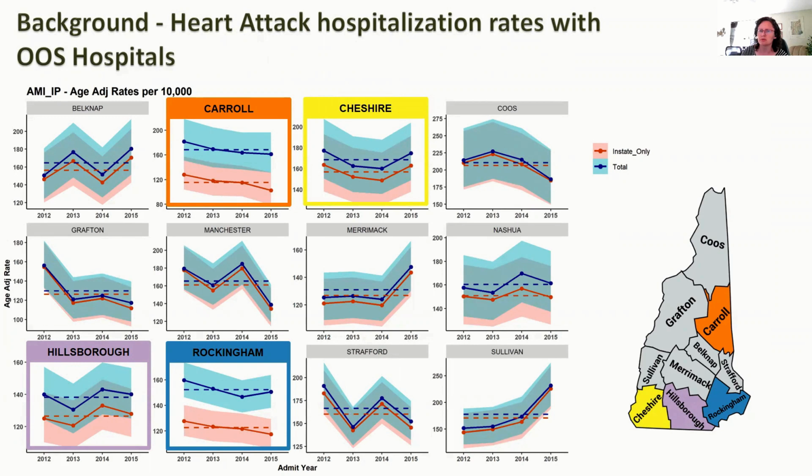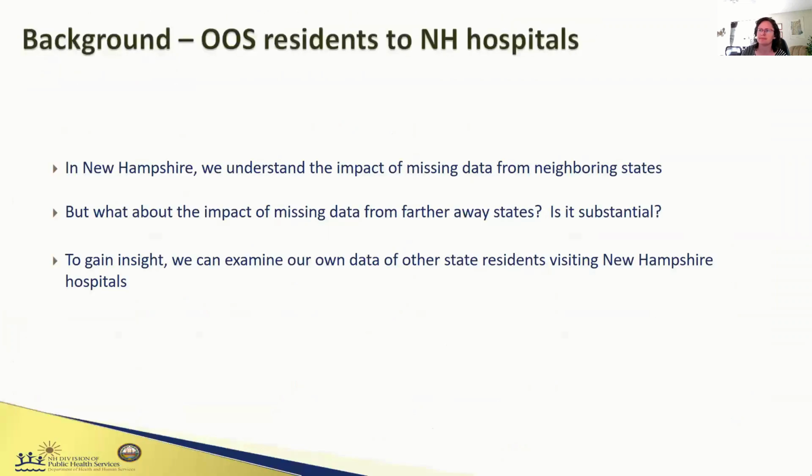Other health outcomes look really similar to this, revealing to us that out-of-state data is very important when we want to look at any geography that is finer grained than overall state rates. For the next part, I'm going to pass it off to Jessie.